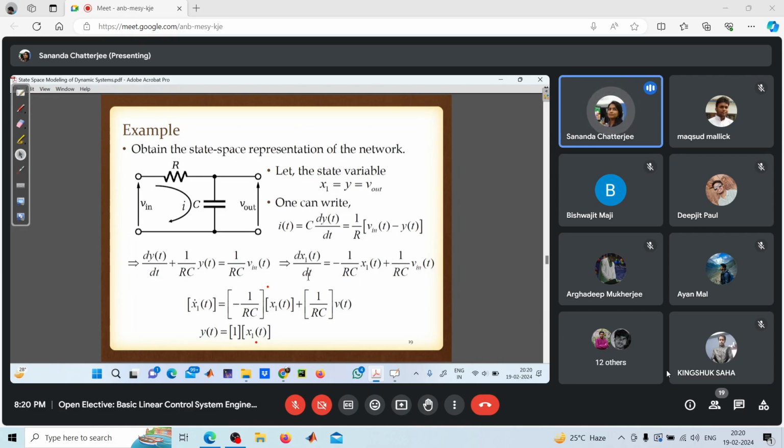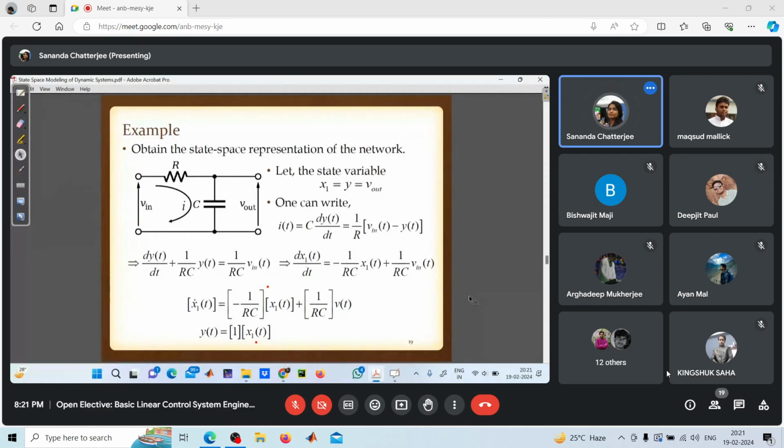So the derivative of the state is related to the state and the input. So this is the state equation. Therefore x1 dot is equal to minus 1 by RC. In this case we are getting only one element in the matrix, that is there is only one state involved, so the order of the matrix is 1 cross 1, and this is our input matrix, and this is the output matrix.